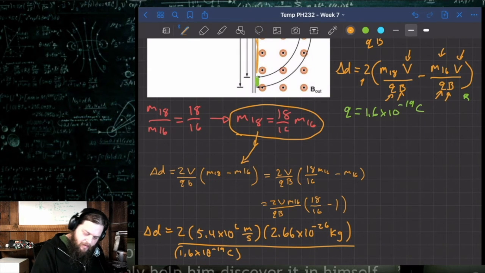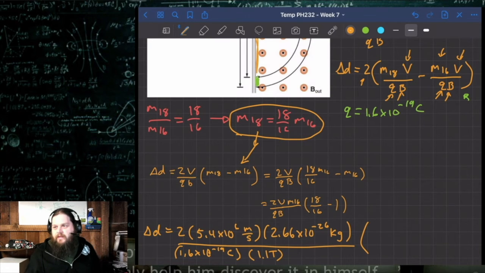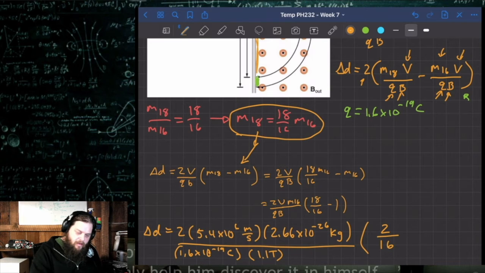And we're going to divide again by the magnetic field, which is 1.1 Tesla. And we're going to multiply that whole value by this ratio, 18 over 16 minus 1. If I substitute in 16 over 16 for 1, giving me common denominators, that's going to be 18 minus 16 all over 16. The difference between 18 and 16 is 2, so that's going to equal 2 over 16, or really, that simplifies to 1 over 8.